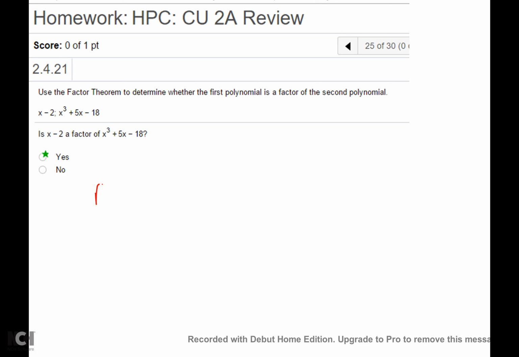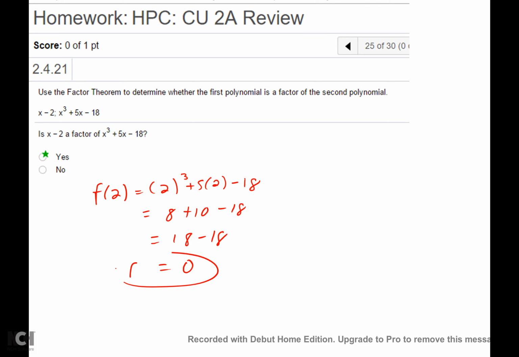So if I find f of 2, not negative 2, it would be 2 cubed plus 5 times 2 minus 18. This would be 8 plus 10, that would be 18 minus 18. So my remainder is going to be 0, which means yes, it's a factor. This thing will cross the x-axis at positive 2.